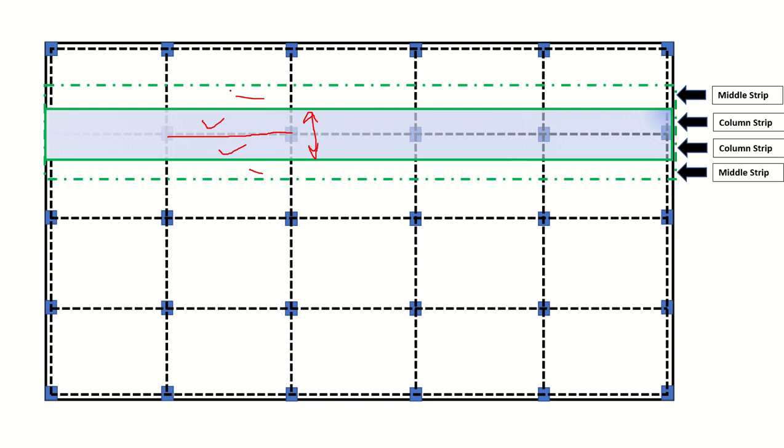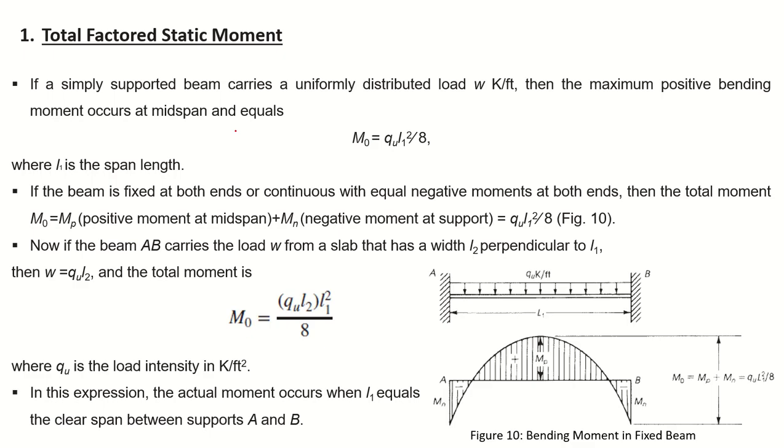So then you have to distribute those moments. For example, you take those M negatives and M positive and distribute them among these middle strips and column strips, and you will get a complete distribution of your bending moments. So that M naught will now be distributed throughout the panel, and you have to design for this moment.